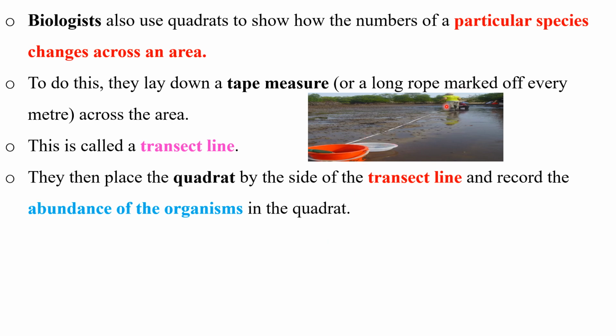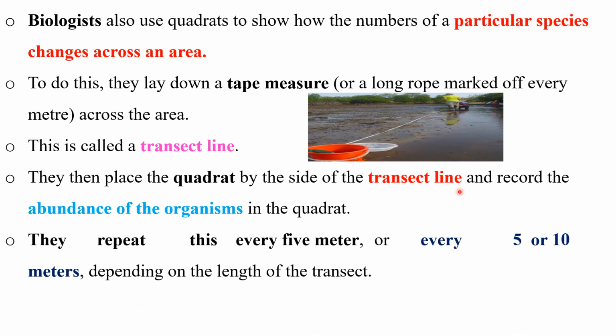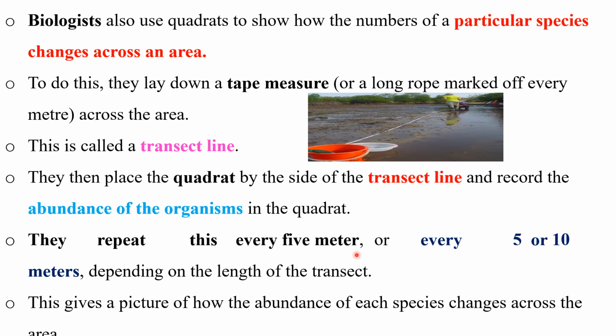Now there is a transect line. We put a quadrat here and count the number of organisms inside this area. We repeat this counting every 5 meters or 10 meters, depending on the length of the transect line. So this gives a picture of how the abundance of each species is changing across an area, or influenced by human beings.